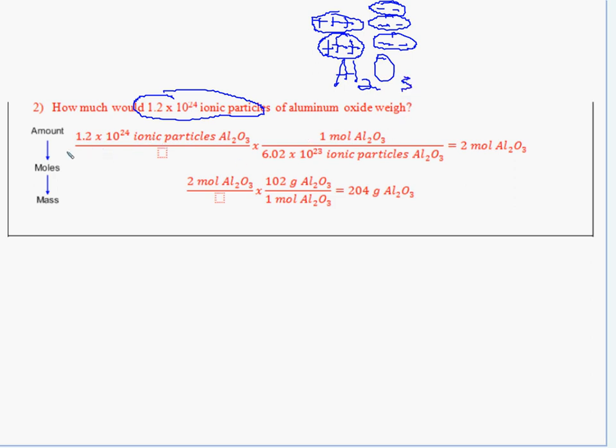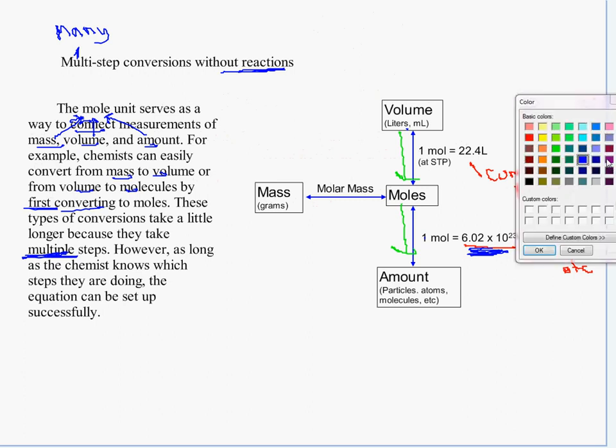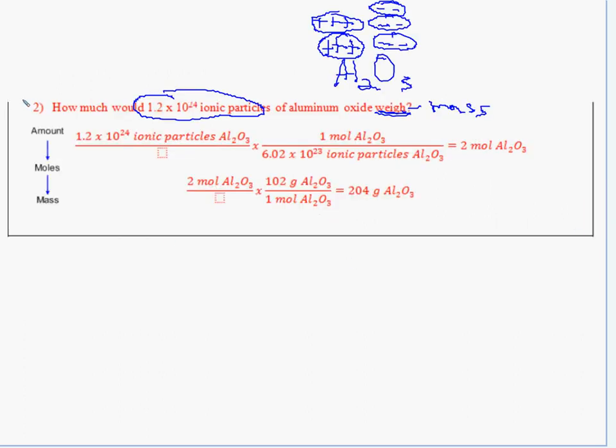So we start with amount, because that's particles, and then we got to get to weigh, which would be mass. You're starting with amount, and you got to go to mass, but you can't just go straight there. You have to go through moles. So you go to moles, and then you go from moles to mass. So that's number 2.